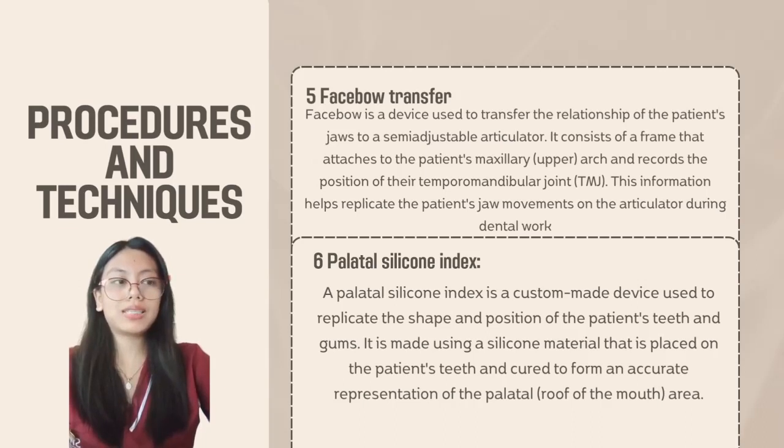Sixth is the palatal silicone index. It is a custom-made device used to replicate the shape and position of the patient's teeth and gums. It is made using a silicone material that is placed on the patient's teeth and cured to form an accurate representation of the palatal area of the mouth.